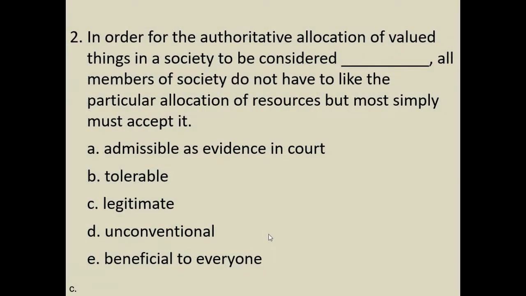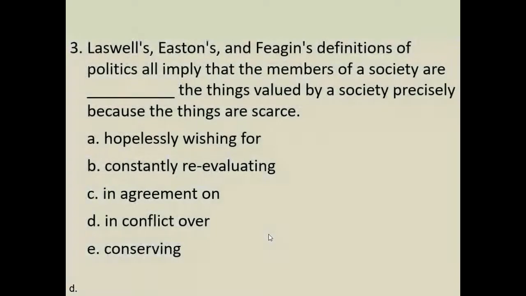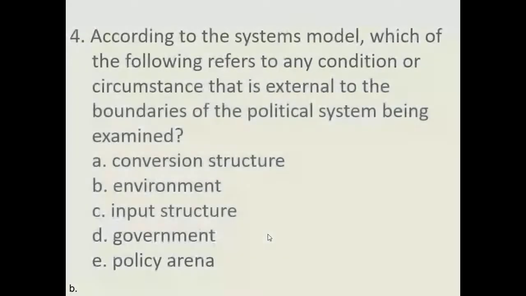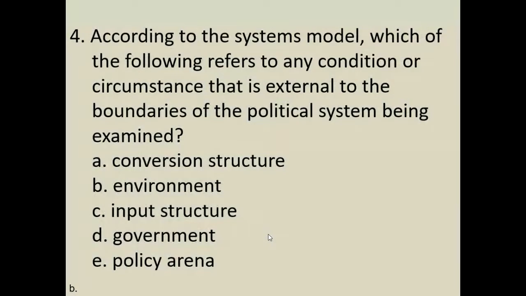Okay? In order for the authoritative allocation of valued things in a society to be considered C, legitimate, all members of society do not have to like the particular allocation of resources, but most simply must accept it. That ring a bell? Okay, good. Lasswell's, Easton's, and Fagan's definitions of politics all imply that members of a society are D, in conflict over the things valued by society. We just made that point. Okay. Questions? Don't be shy about interjecting, because I'm looking at the screen. I might not see a confused look on your face, right?